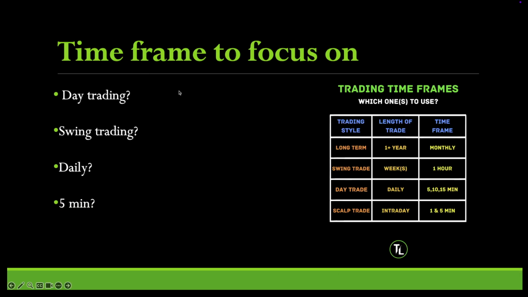Now, what time frames do you focus on for these patterns? And as a trader, what type of trader do you have to be? If you're an intraday scalp trader, so scalping is you're in the stock for 30 seconds, 1 minute, maybe even 2 minutes, you'd use the 1 minute and 5 minute charts. Use the 5 minute for your bias, 1 minute to enter.